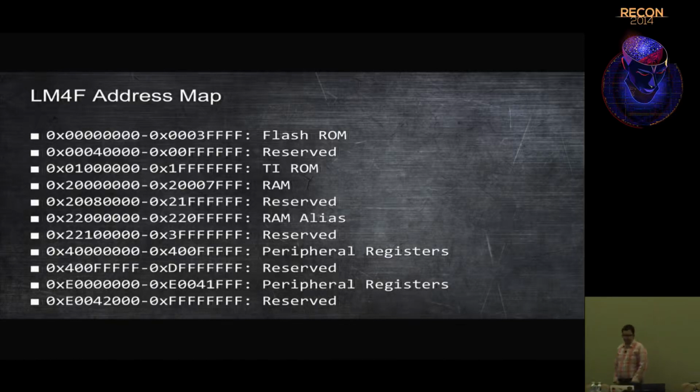At 20 million, you've got your RAM. So that's your 8 kilobytes. And the RAM on this chip is kind of interesting. It's actually aliased through what's called bit binding, I think. And the idea is that you can do atomic operations because you've got RAM mapped across two different locations. And then at 40 million, you've got your peripheral registers.